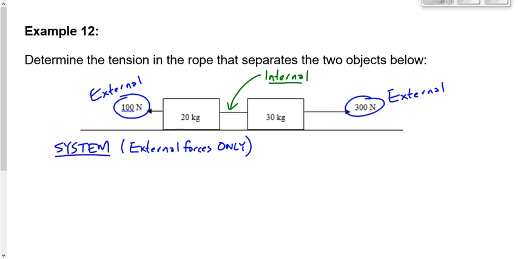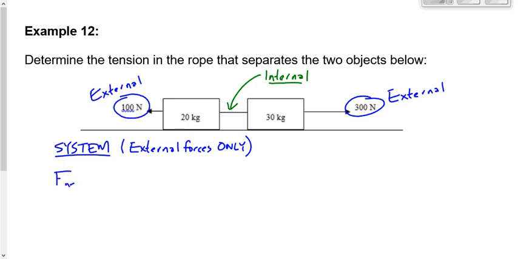But if you think back to all those questions we've done, remember the pulley problems? We didn't do anything with the rope. The rope pulled on the objects, the rope in between the objects, but we didn't use that because that was internal. We only used the external forces. So that's what we're going to do here as well. Analyze the system with the external forces.